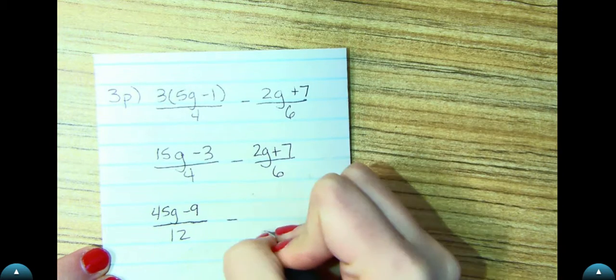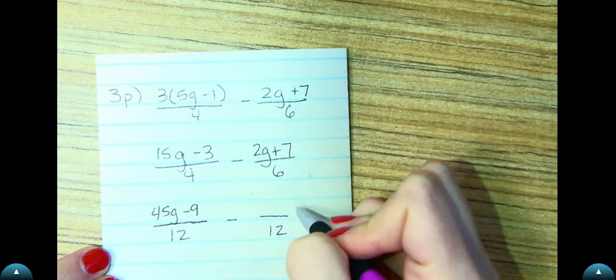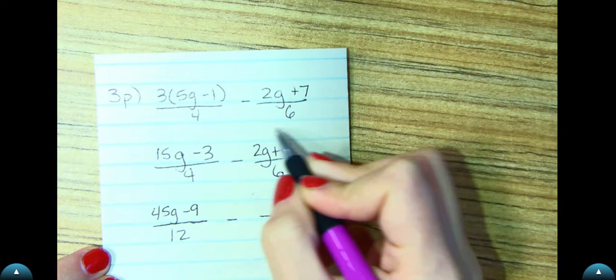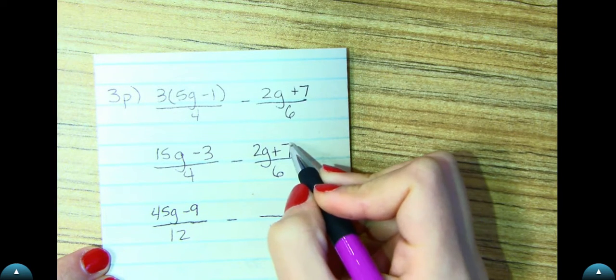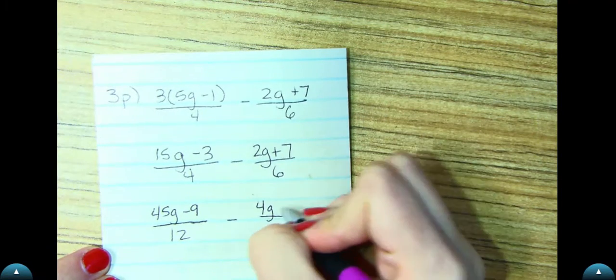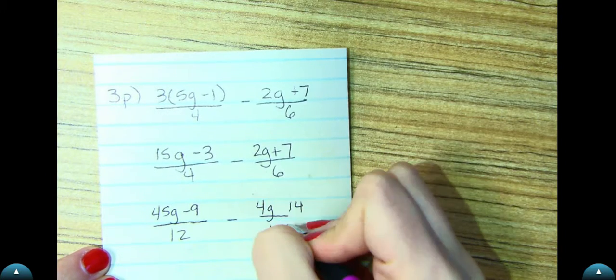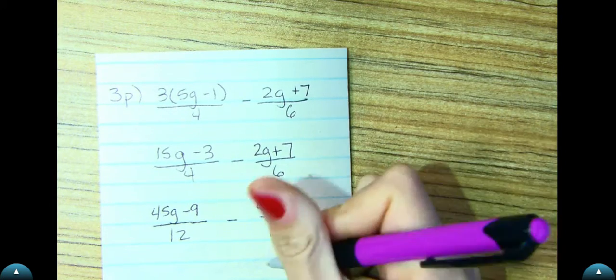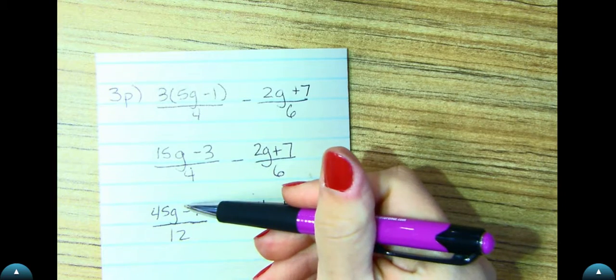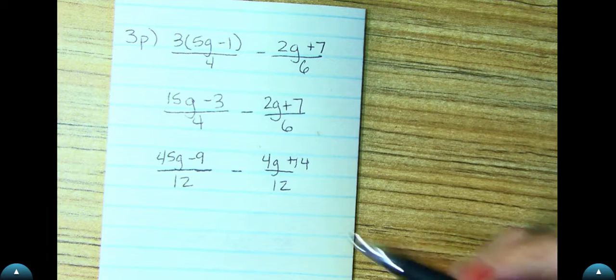Over here, to get 12 in my denominator, I have to multiply by 2. 6 times 2 is 12, so everything in the numerator gets multiplied by 2. 2g times 2 is 4g, and 7 times 2 is 14, but we're adding, so put a plus in the middle.